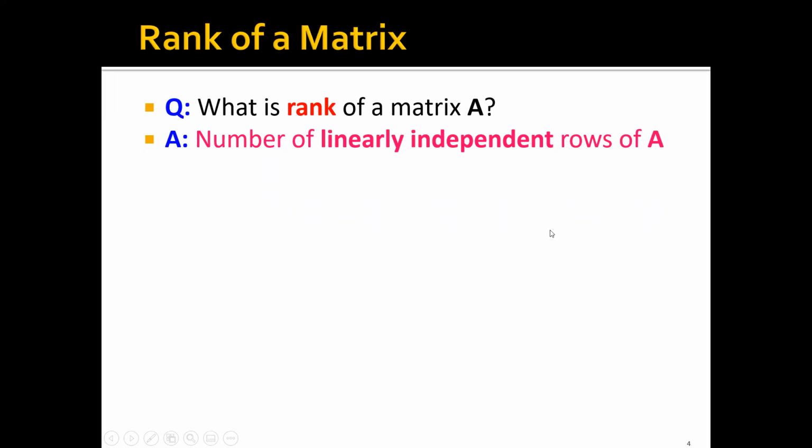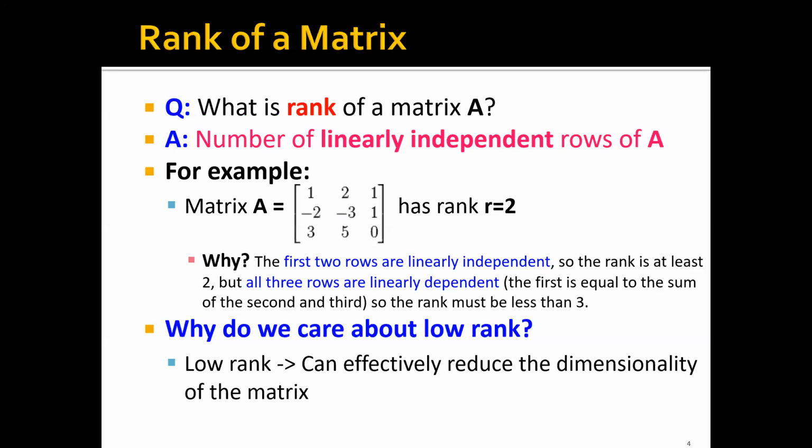So what is the rank of a matrix? The rank of a matrix is the number of linearly independent rows of A. More concretely, let's say that we have this 3x3 matrix and it has a rank of 2. Why? This is because the first two rows are linearly independent. You can see that you cannot represent the first row by any linear operation of the second row and vice versa.